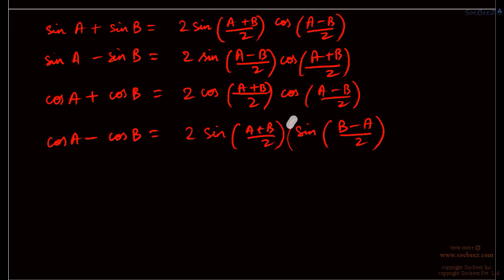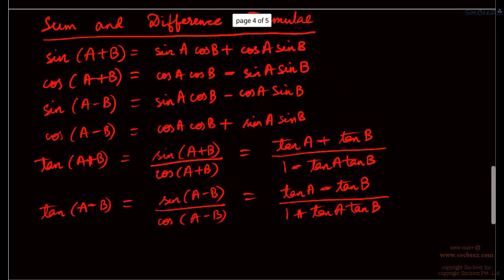But just remember that it was sine of (b minus a) by 2. Now there are actually a few simple things you can make from here. Say sin of (a plus b) is sin a cos b plus cos a sin b, and sin of (a minus b) is sin a cos b minus cos a sin b.